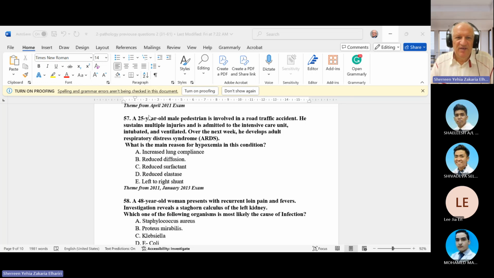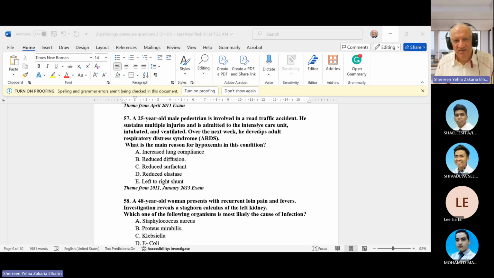After that, a 25-year-old male pedestrian is involved in an RTA. He sustained multiple injuries and was admitted to ICU. Intubated, ventilated. Over the next week, he developed ARDS. ARDS is adult respiratory distress syndrome. What is the main reason for hypoxemia in this condition? Of course, we know that ventilation-perfusion mismatching is a big problem in the lung.